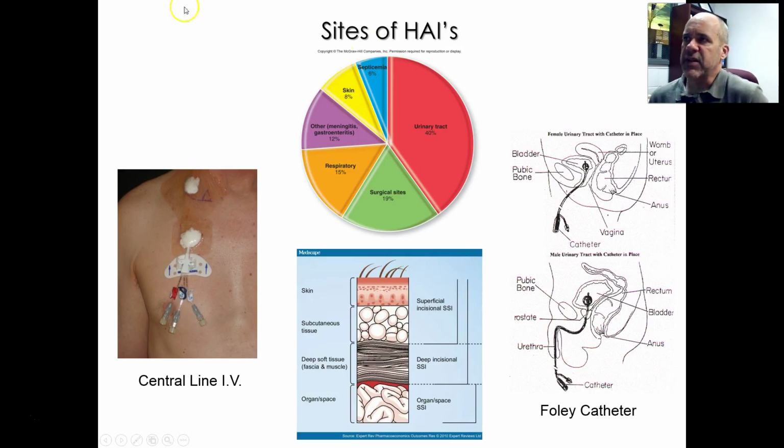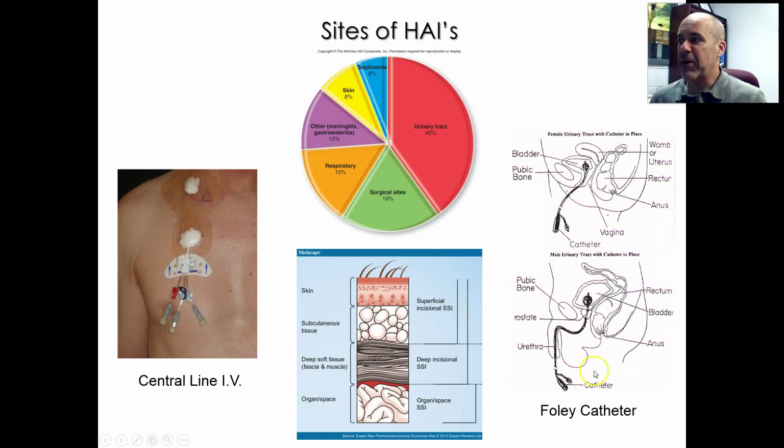Sites of HAI, so I just covered some of this, but this is a pie chart from your textbook which gives you a little bit better visual on this. So 40% of HAIs are urinary tract infections, 19% are surgical site infections, 15% respiratory, 12% in the other category, 8% on the skin, and 6% septicemia, blood infections. But without actually looking at the statistics, no doubt that a lot of the deaths occur from septicemia.